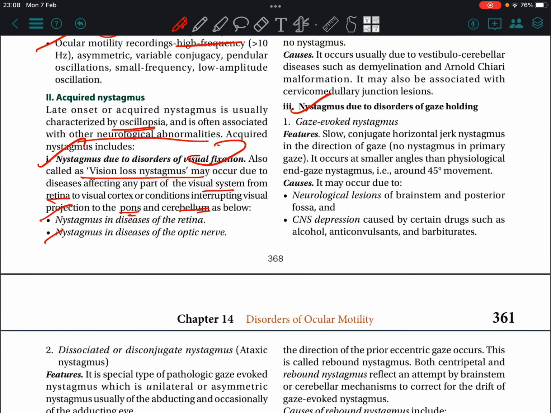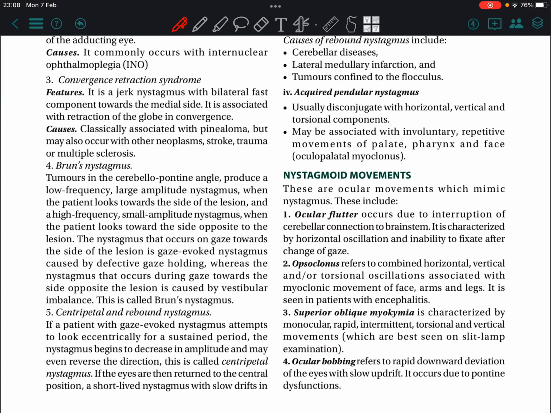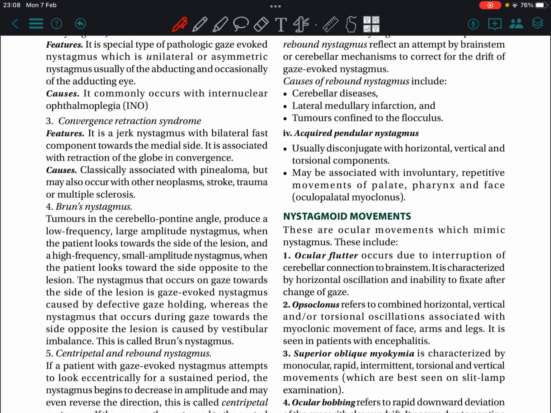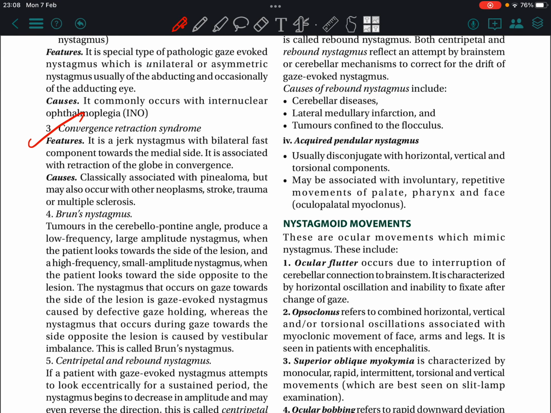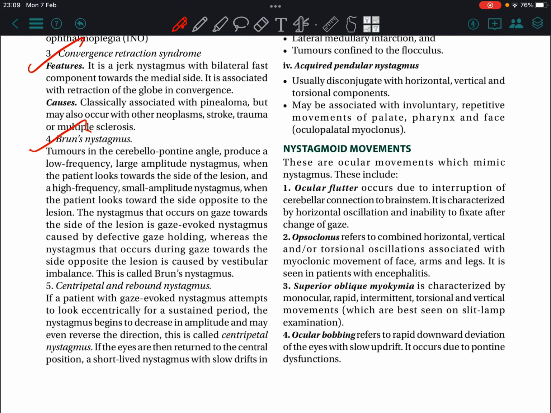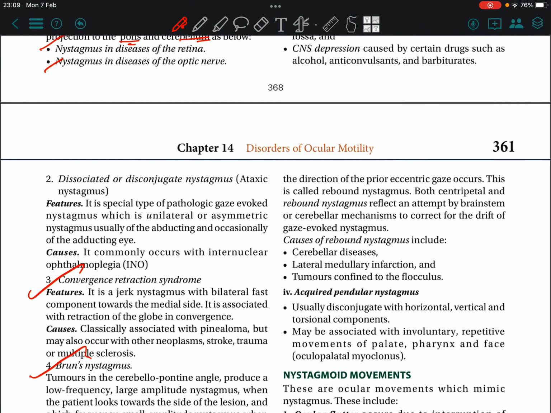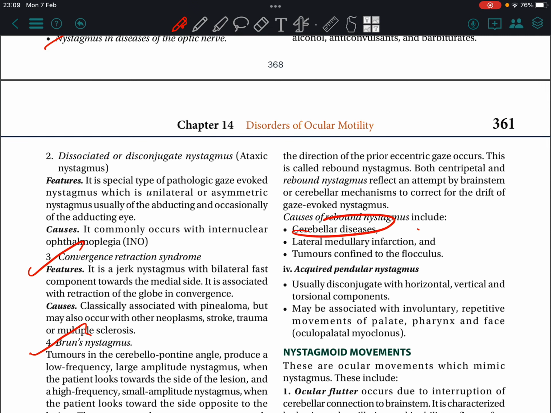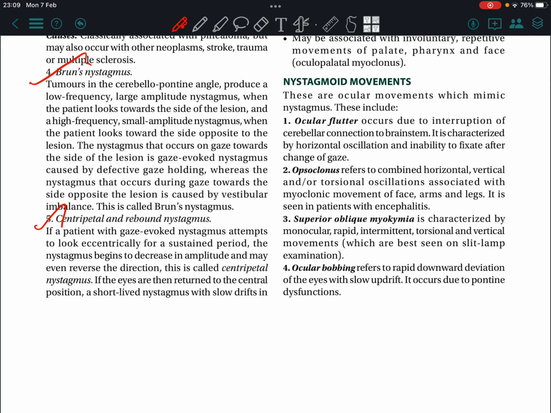Then dissociative and conjugate nystagmus: convergence retraction nystagmus, Bruns nystagmus, centripetal rebound nystagmus. Causes of rebound nystagmus include cerebellar disease, lateral medullary infarction, tumors confined to the flocculus. Nystagmoid movements: ocular flutter, opsoclonus, superior oblique myokymia, ocular bobbing.